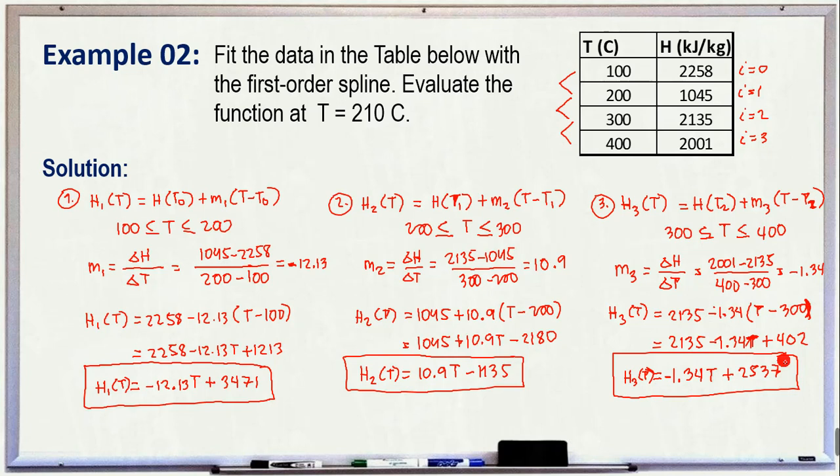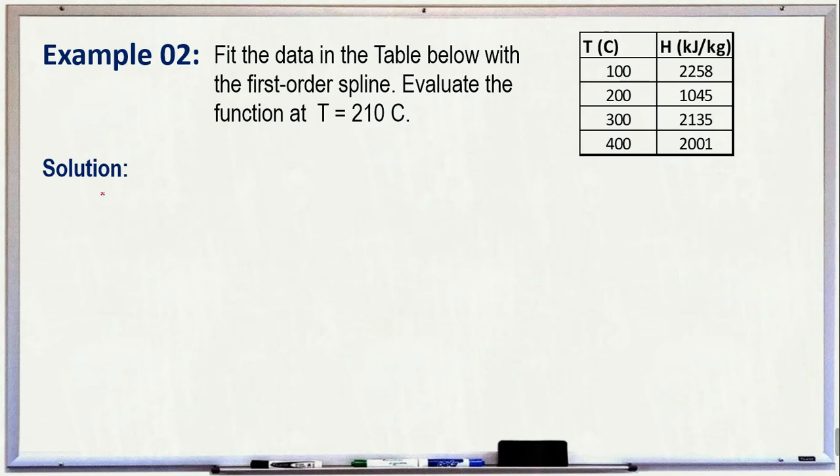Asa man nato i-evaluate, class? Sa line 2, sir. Okay, line 2. So diri next, using line 2, that is h to t. Okay, using line 2 to evaluate t equals 210 degrees Celsius.